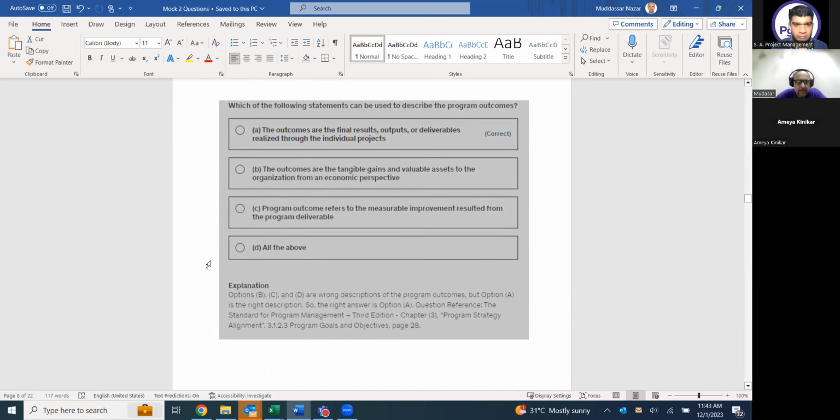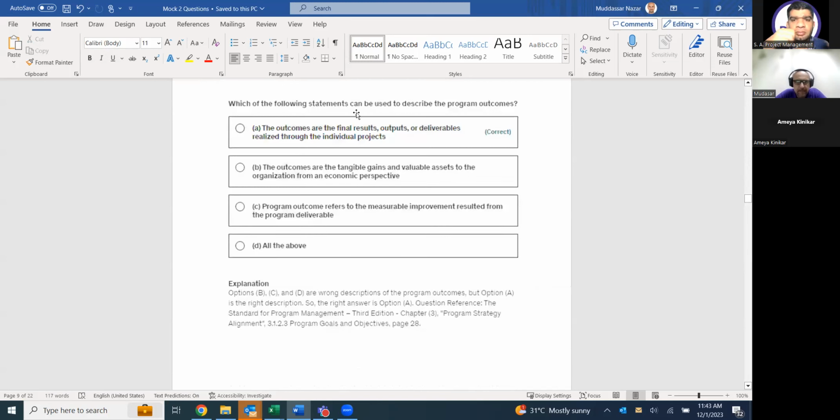So the next question is, which of the following statements can be used to describe program outcomes? Option A: the outcomes are final results, outputs, or deliverables realized through individual projects. Option B: the outcomes are tangible gains and valuable assets to the organization from an economic perspective. Option C: program outcome refers to measurable improvement resulting from program deliverables. Option D is all of the above. I selected option C, but the right answer is option A. I understand now, because when I was solving the question and reading more explanations, I understood that this should be the right answer.